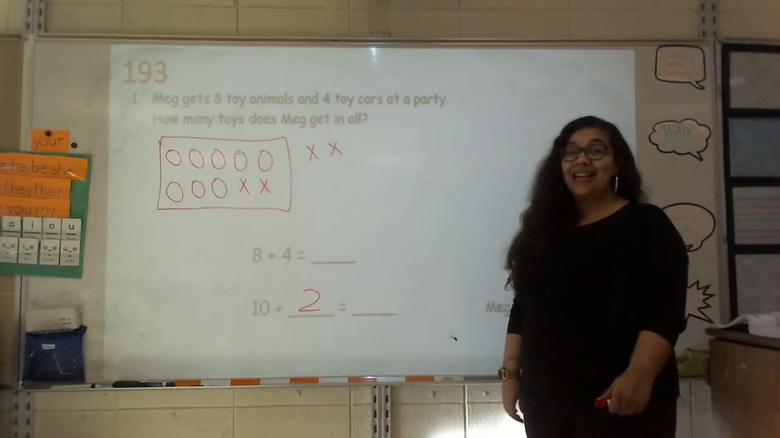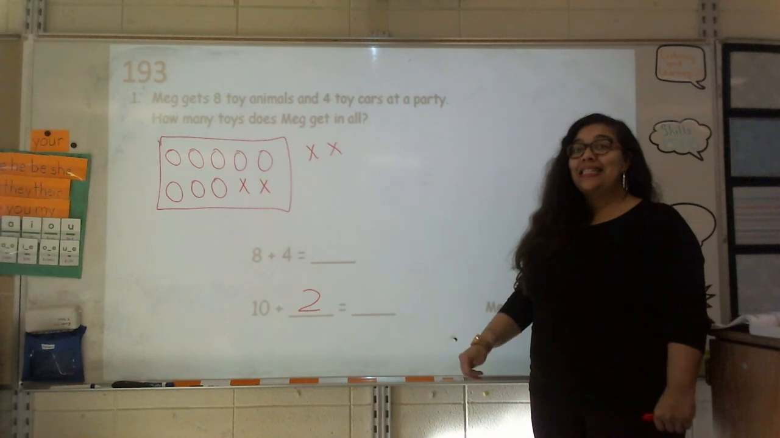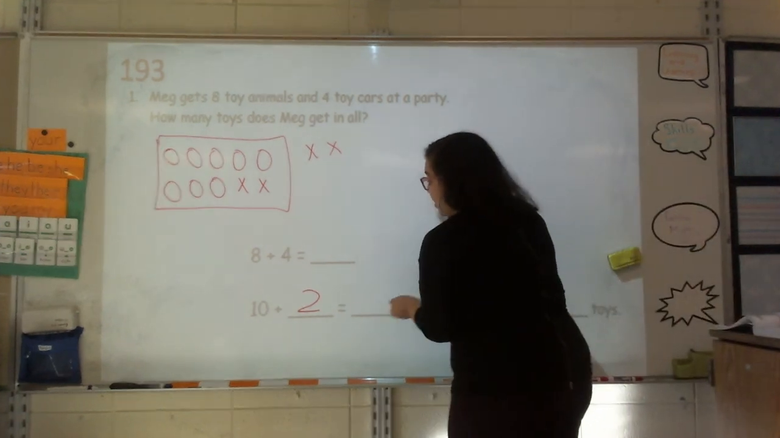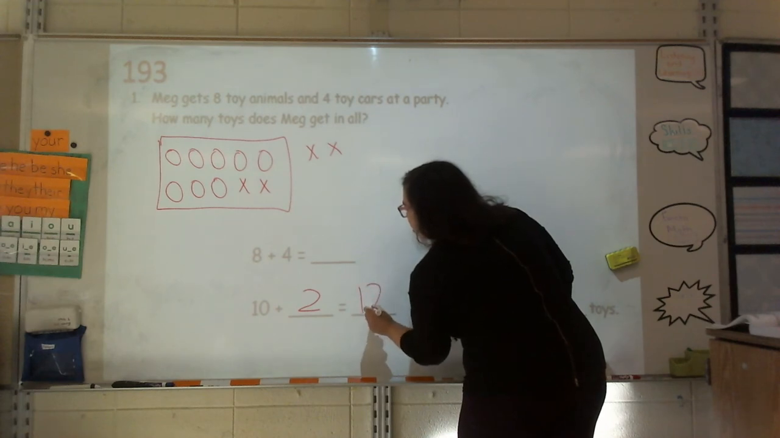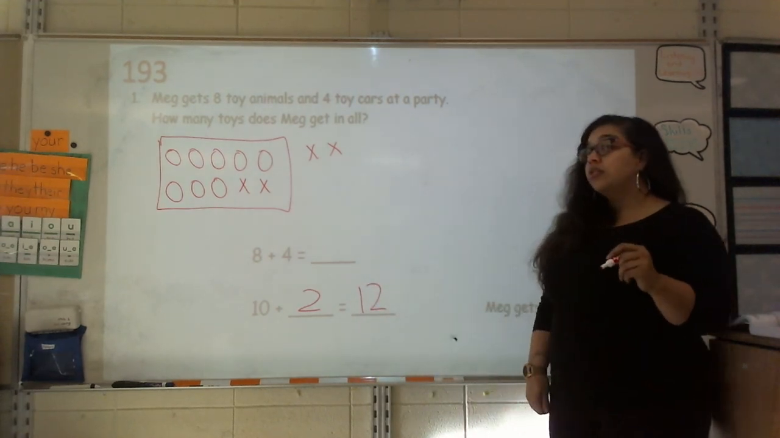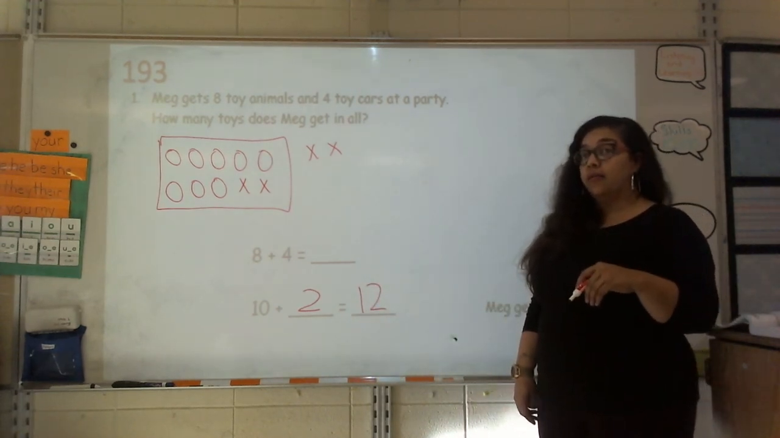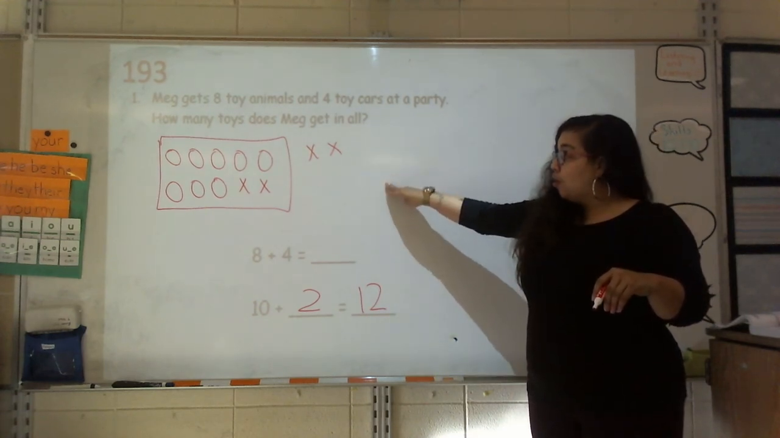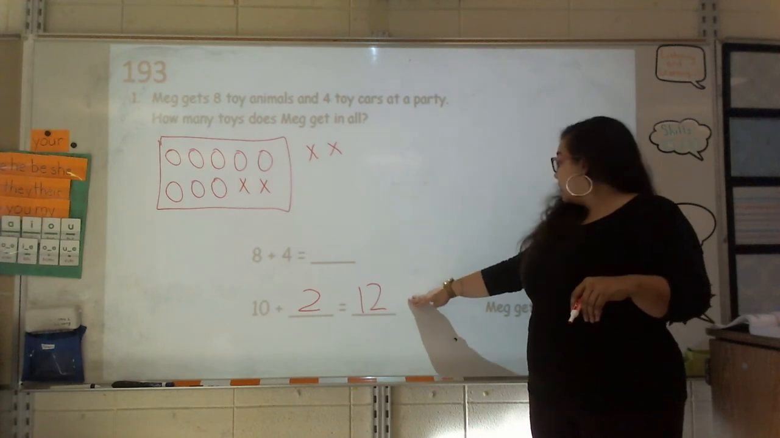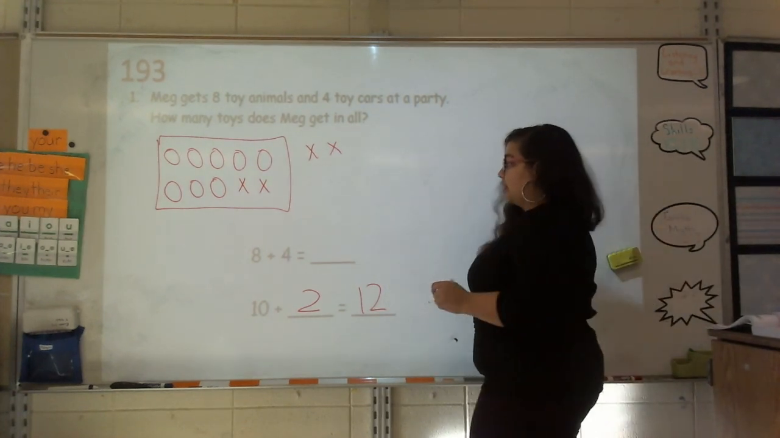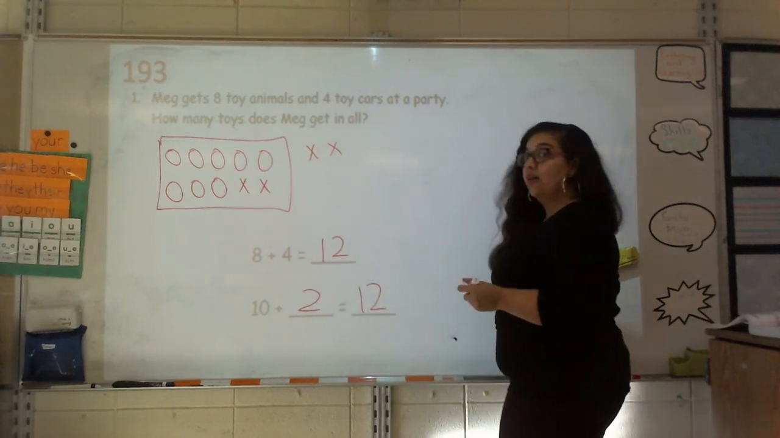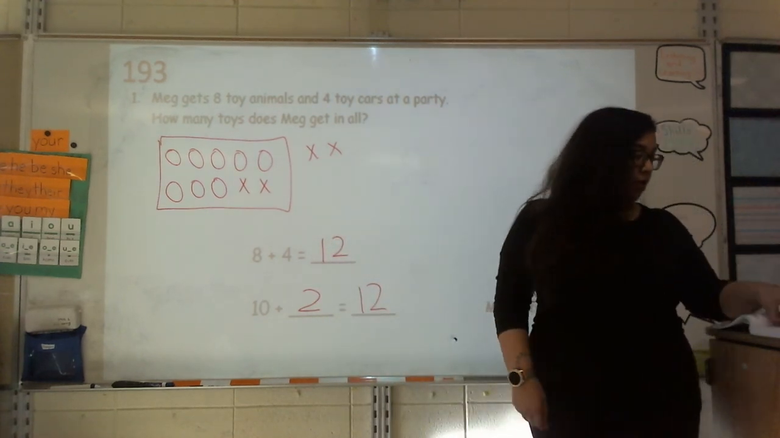We know 10 and 2 more, 10 and 2 is 12. So if 10 plus 2 is 12, did I get any more pieces? Which means my whole for this number sentence is the same as my whole for this number sentence. 8 plus 4 is equal to 12.